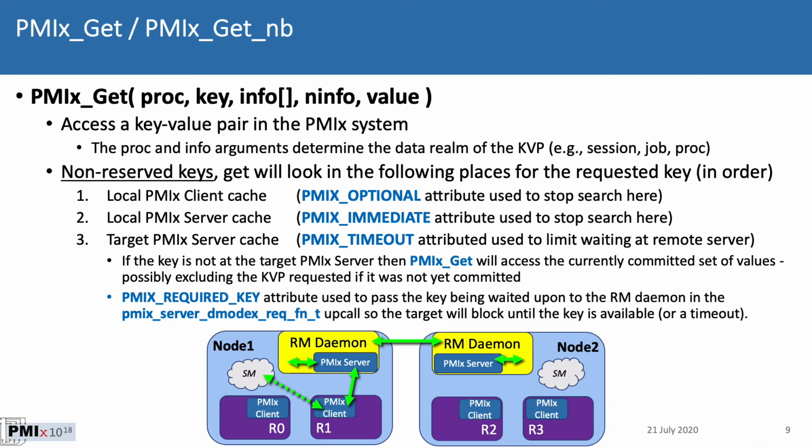If the PMIx required key attribute is passed, then if the key is not found at the target PMIx server, the operation will block at the target server until either the key becomes available, meaning that it was committed by the target process, or a timeout has been reached. This is often useful when accessing keys without explicit synchronization between the clients. Without that synchronization, one client can get ahead and try to access connectivity information from another process that's running a little bit slower. In this case, we may want to block and wait for that to resolve before moving forward.